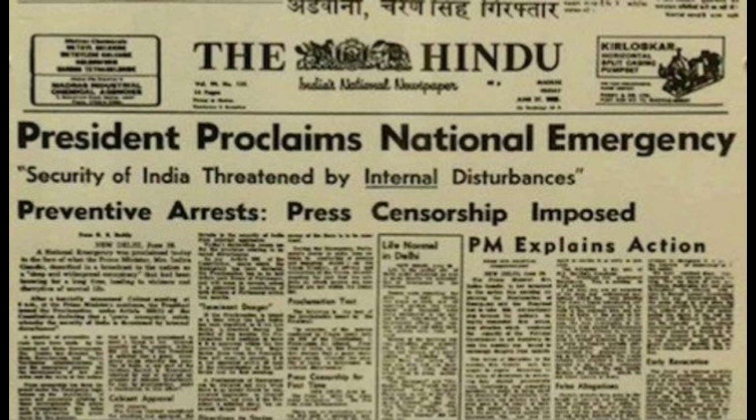Emergency period, 1975-1977. Indira Gandhi, then Prime Minister of India, declared a state of emergency in 1975, suspending civil liberties and imposing strict censorship. The emergency period witnessed a crackdown on political opposition and dissent.